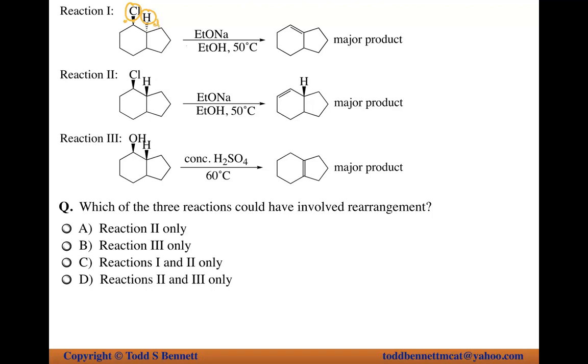That's your major product. But you could potentially also get this product because it could have taken the H from over here. The reason it doesn't do it as much, the reason I'm going to call that a minor product, is because it's the less substituted. So this one is tri-substituted. It's got a group there, there, and there. This one is just di-substituted. So that's your major product here. That's your minor product.